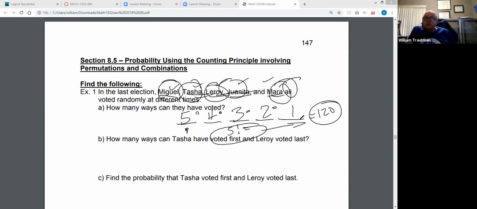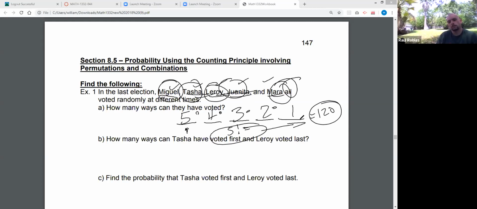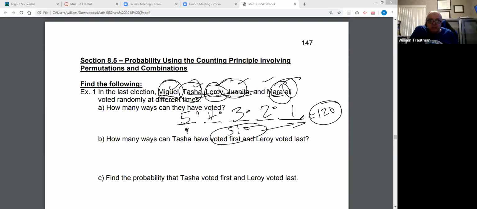Haven't we done the factorials before, though? I don't think so. Watch the video from last week, and it talks about the factorial. I thought we did them before also. But watch the video from last week.